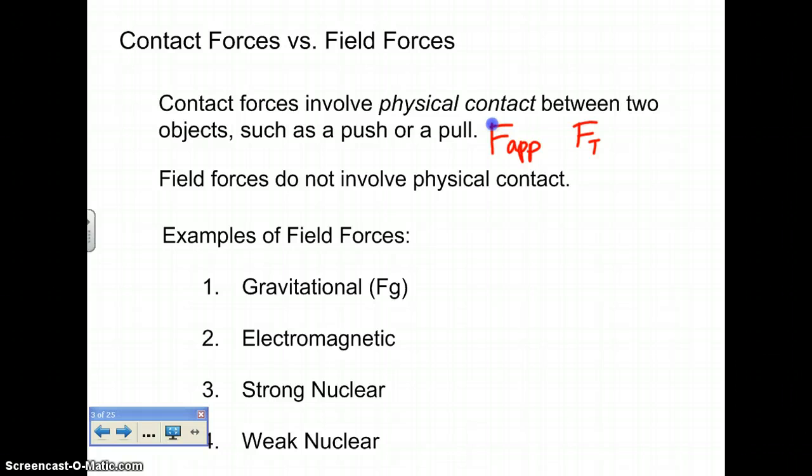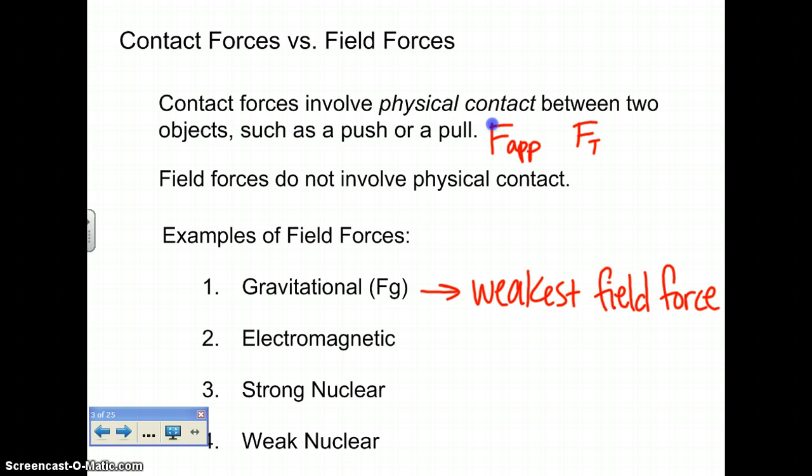You saw that happen. The examples of the field forces are gravitational field force, electromagnetic field force, strong nuclear and weak nuclear. The weakest out of all of these is gravitational force, ironically enough. And the strongest out of all of these is strong nuclear. So I'm just going to put a little note here that says weakest field force. You should probably write that as well.